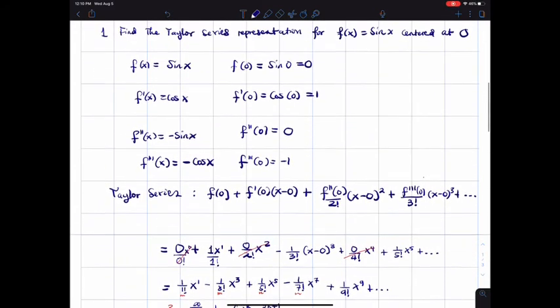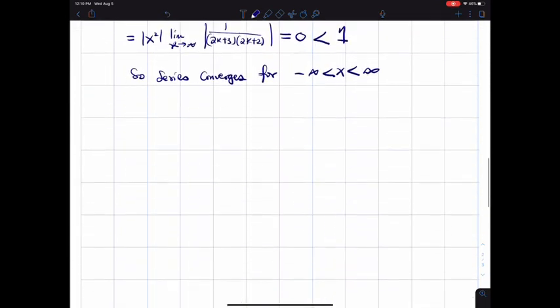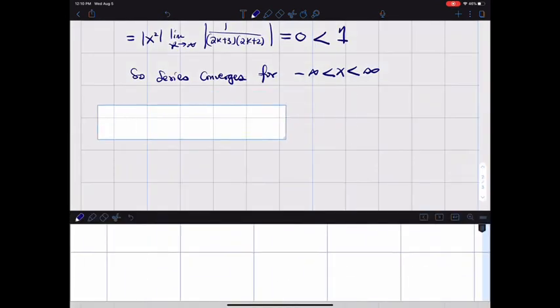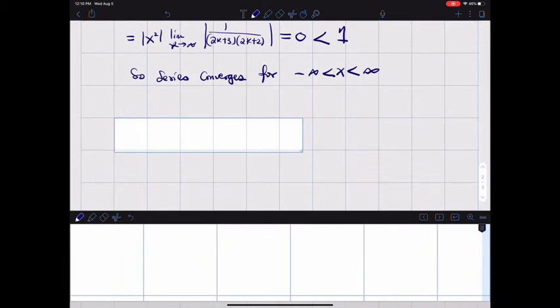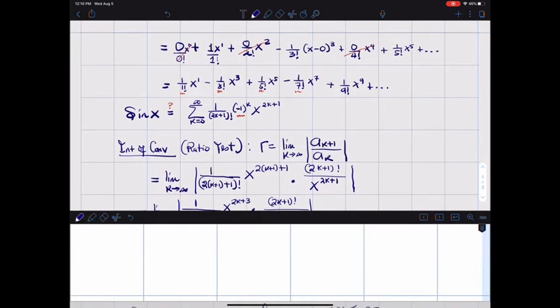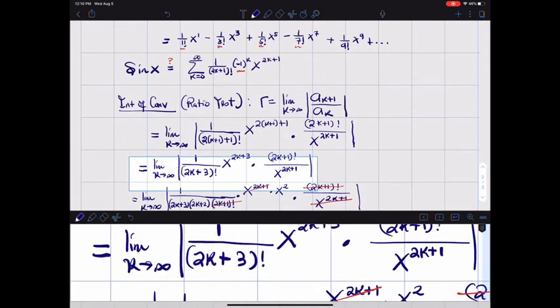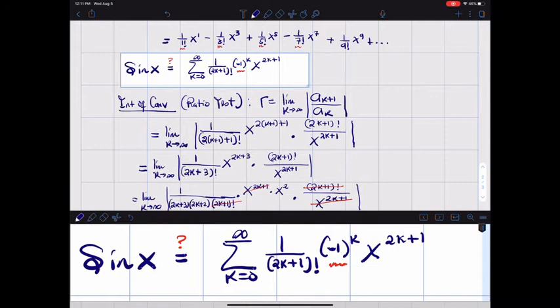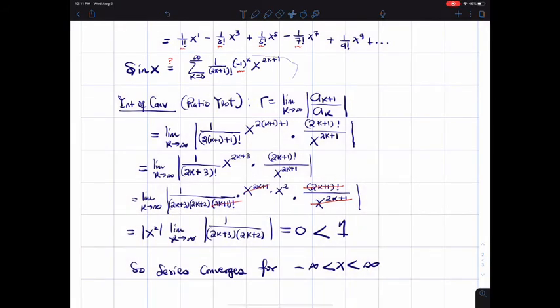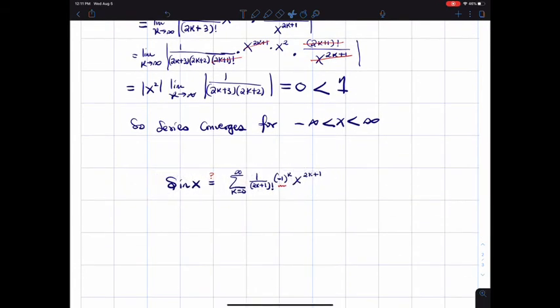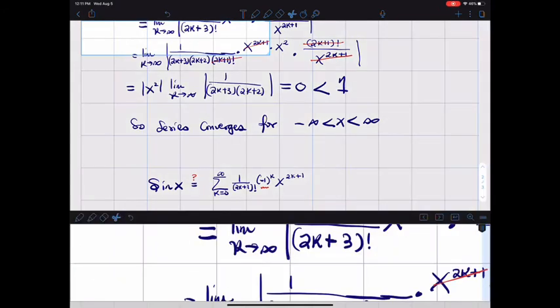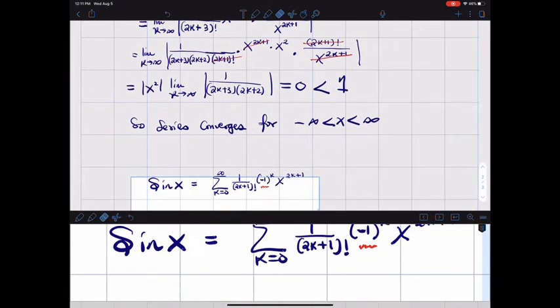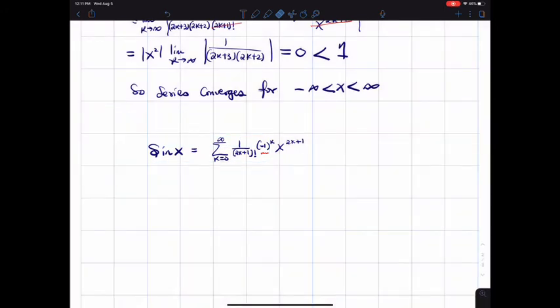All right, so that means we can conclude that the Maclaurin series or the Taylor series for sin x centered at 0. So let's copy this. So this is our Maclaurin series for sin x.